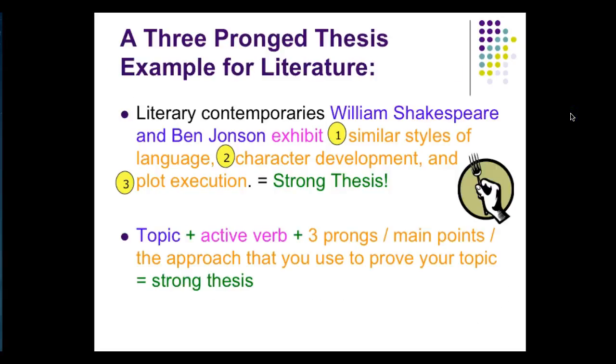So here, literary contemporaries William Shakespeare and Ben Jonson exhibit similar types of language, character development, and plot execution. That's a strong thesis. Your topic is a comparison between William Shakespeare and Ben Jonson. Your active verb is exhibit, and your three prongs will discuss the literary topics of language, character development, and plot execution. Here we know who you're going to talk about, what you're trying to prove, and which three areas you're going to examine to make that point.